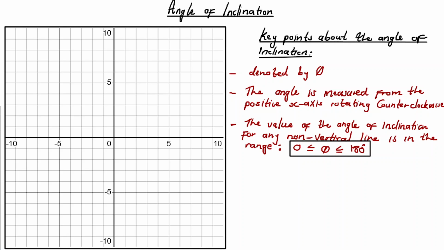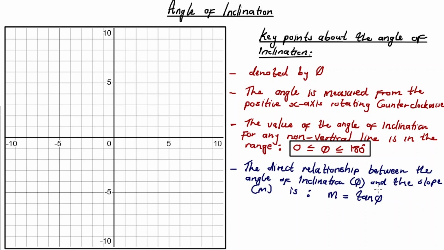Okay, so another point to make here is how do we actually calculate the angle of inclination? We use this formula, m equals the tangent of the angle of inclination. So you need the gradient to calculate the angle of inclination. So you know what, let's just take some examples here.